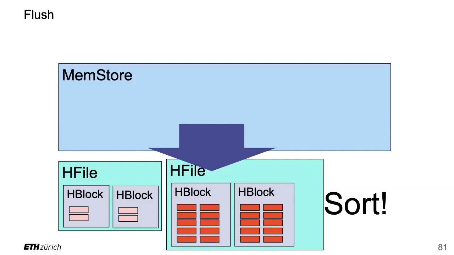Okay. So again, the trick is we don't immediately modify the HFile. We just accumulate in memory. And then in a single flush, we write all of the key values that had accumulated so far. But I have a problem.